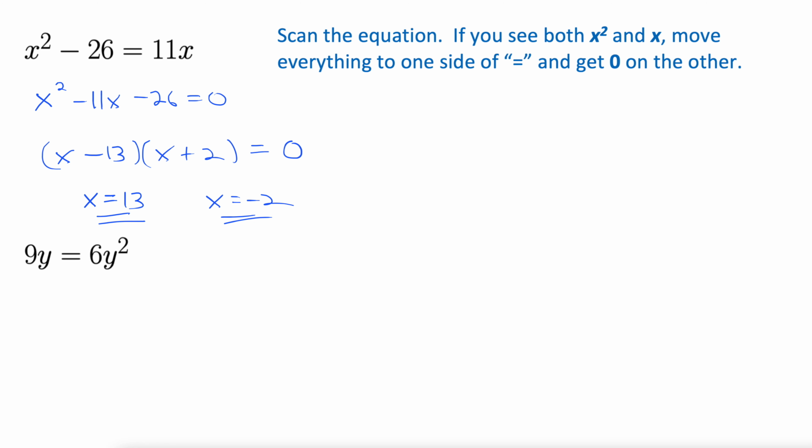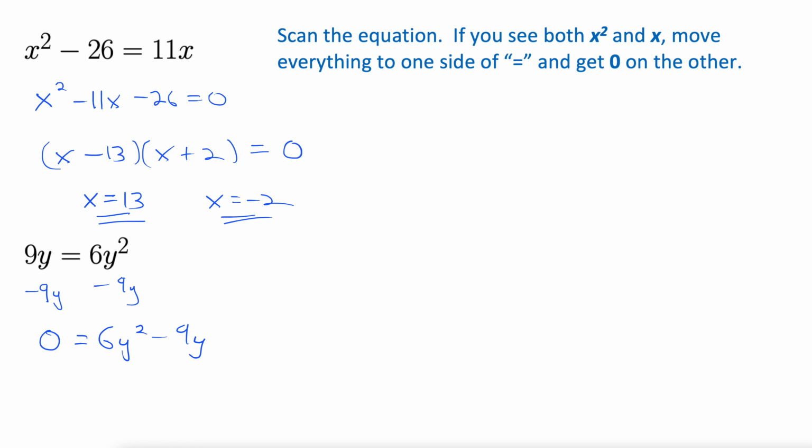Okay, let's try the second one. Same tip applies here. We have both a y squared and a y, so I'm going to get 0 on one side of this equality. Now I don't want to subtract 6y squared from both sides to get a negative, so I'm going to instead subtract 9y from both sides. That gives 0 equals 6y squared minus 9y.